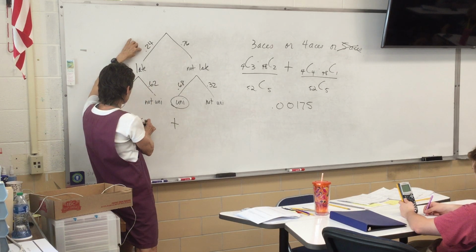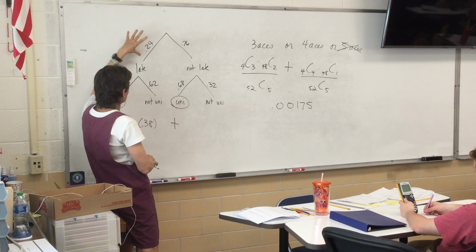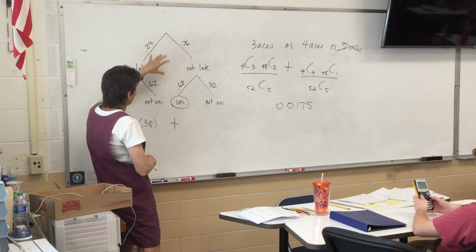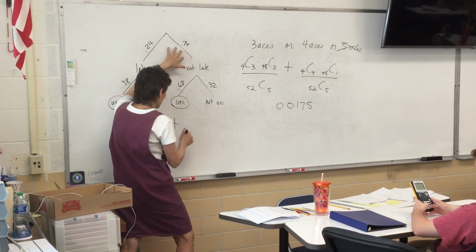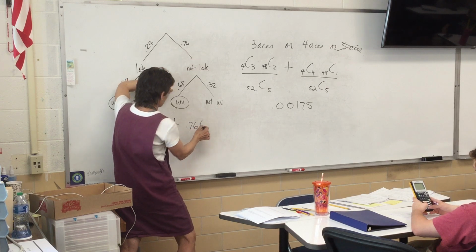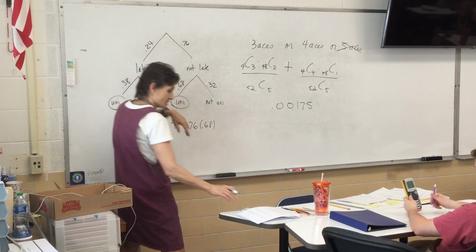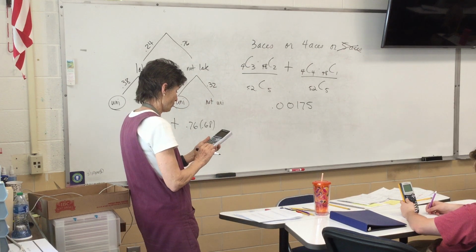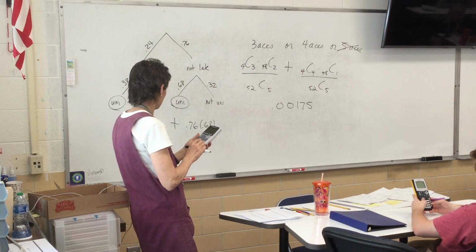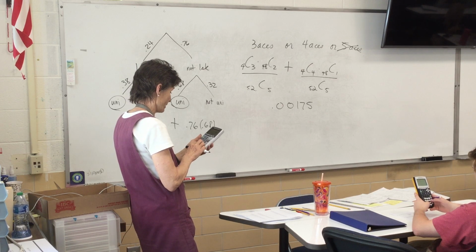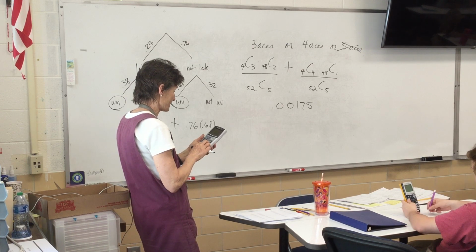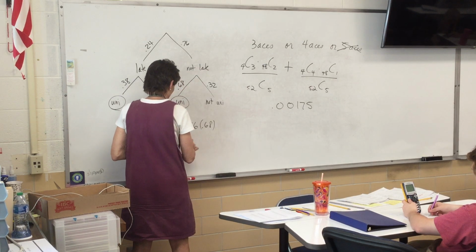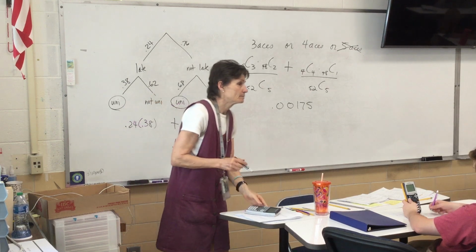0.24 times 0.38. We're going to be late and in uniform, so I'm going to multiply those. Or we're going to be on time and in uniform, so I'm going to multiply those, and I'll just type it all in. 0.24 times 0.38 plus 0.76 times 0.68. I got 0.608. Did you?